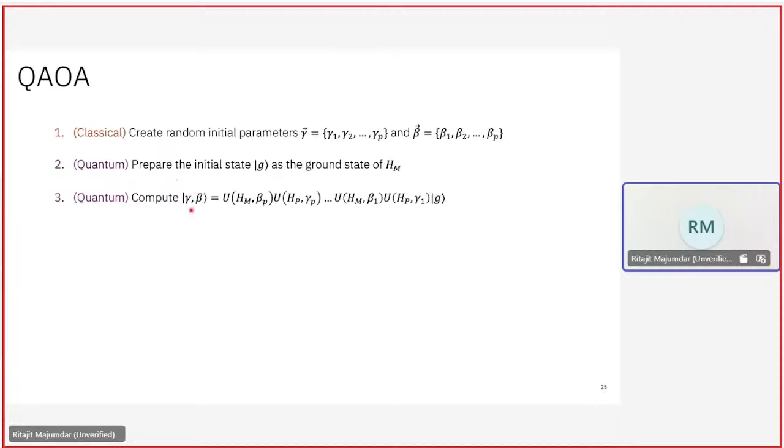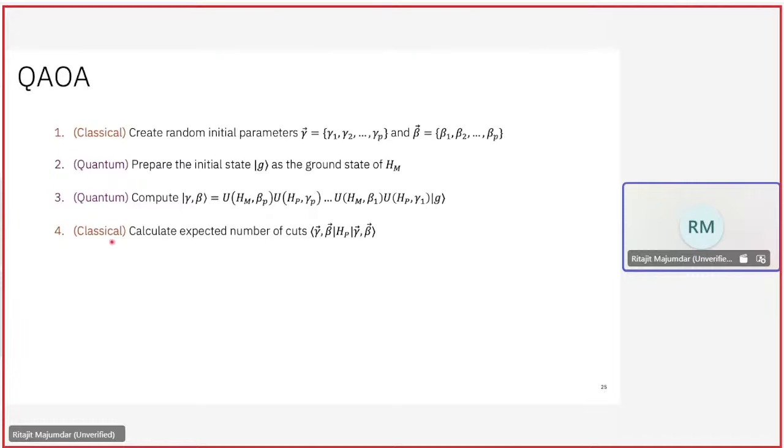This is again quantum, and we get a quantum state. Next, we calculate the expected number of cuts. Remember, this is a quantum system, so the outcome is probabilistic. If I try, say, 1,000 times, the outcomes are not always the same. It's a probability distribution. That means we want to calculate the expectation value of that.